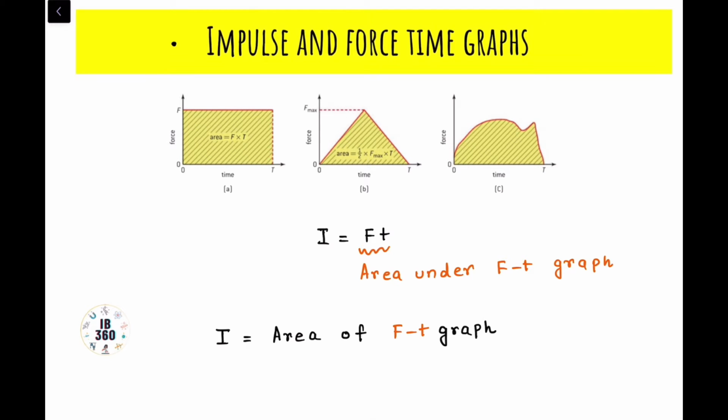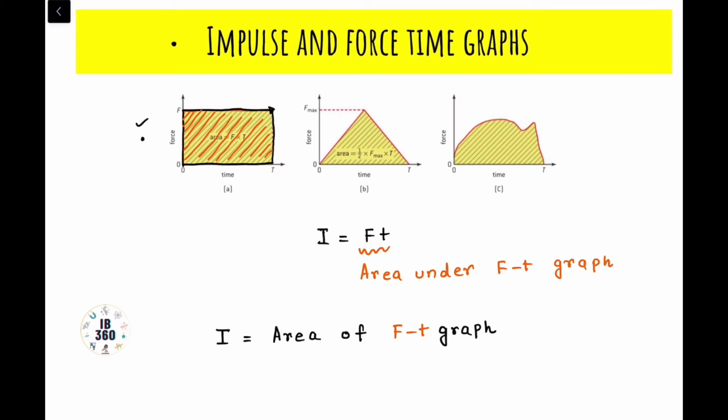Suppose I take the example of the first graph. What will be the area of the force time graph? See, the force is acting in this manner, for a time t. So this is the area, the net area enclosed by the force. If I calculate this net area, this will be the impulse acting on the object.